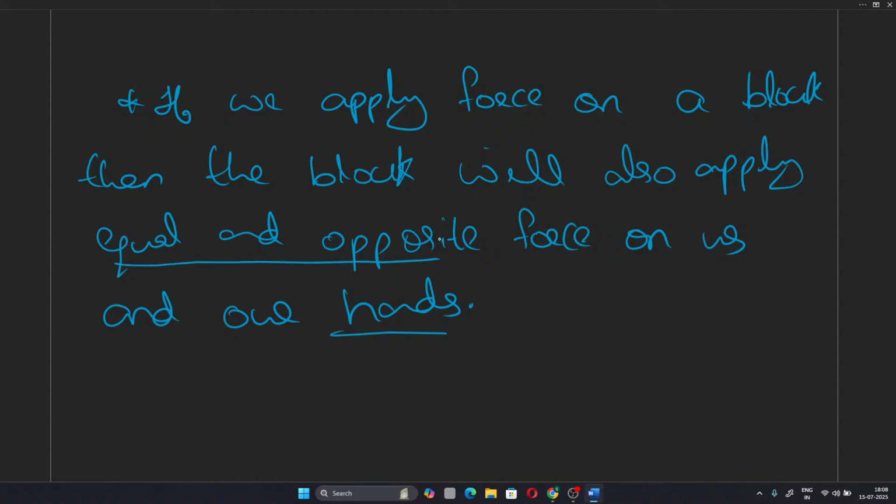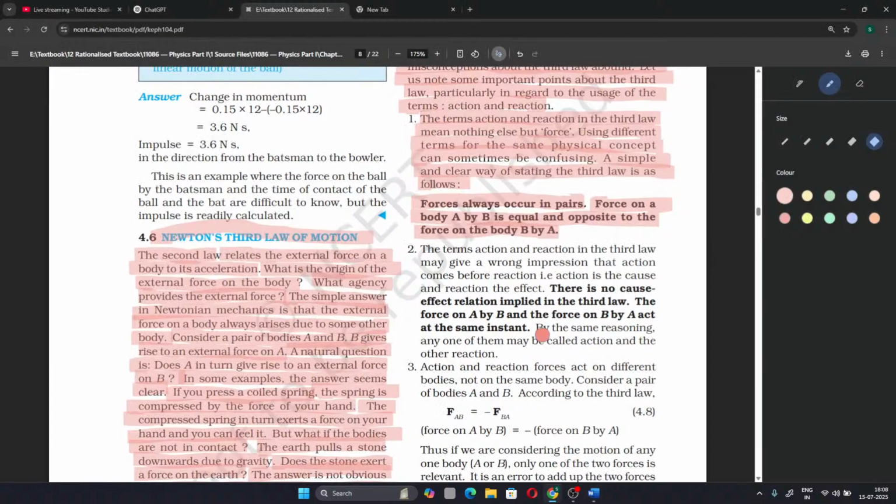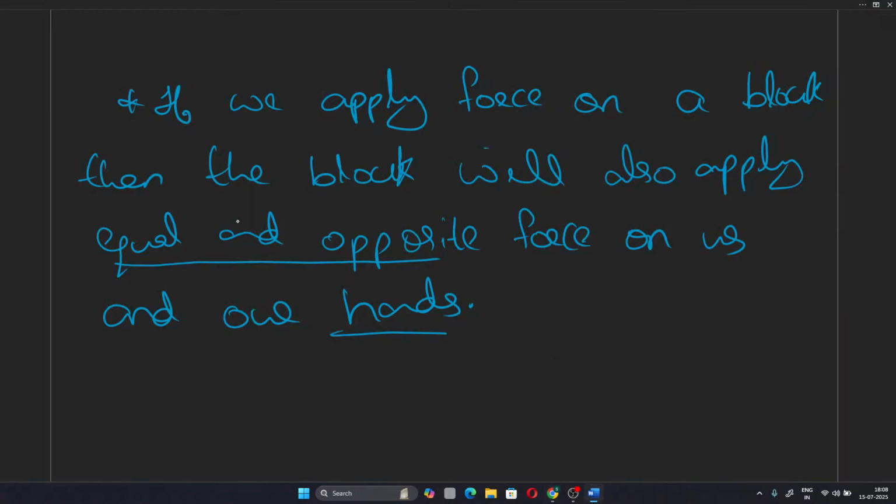Okay. Let's examine the statement further. This is basically a body A, body B. This is exactly what we are saying here. The forces always occur in pairs. Force on a body A by B is equal and opposite to the force on body B by A. This is an example of that statement here.